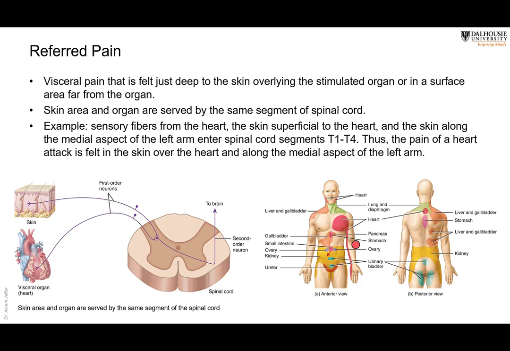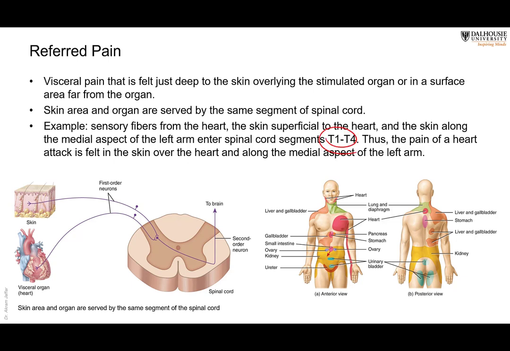So the pain arising from the heart will be felt on the surface of the chest as well as on the medial side of the arm. This is the very typical characteristic pain arising from the heart. Surface of the chest on the left side and the medial side of the arm. And the reason for that is that these areas of skin, the dermatomes, remember the dermatomes? These areas of skin, they receive sensation from certain segments of the spinal cord. These are T1 to T4 spinal cord segments.